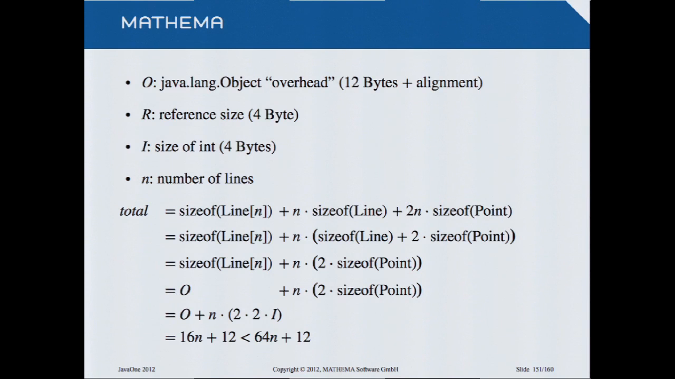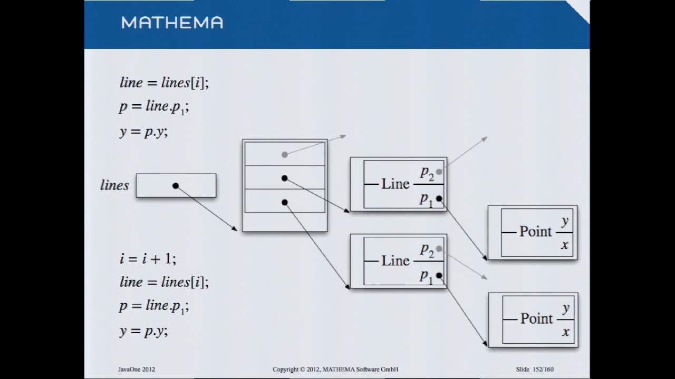One advantage is the space. We only need 16n, not 64n anymore, so it will only take a fourth of the space. And let's take a look if we have to access something.